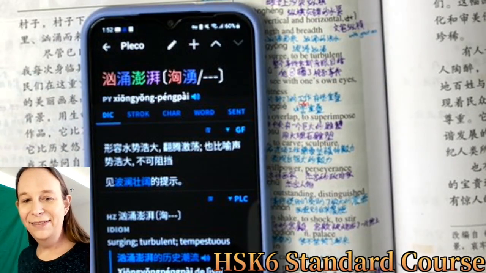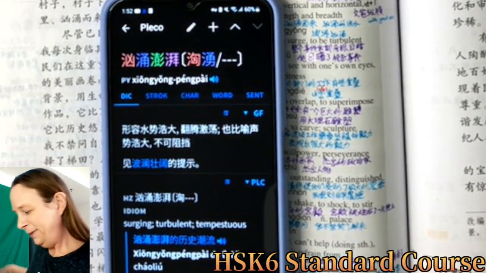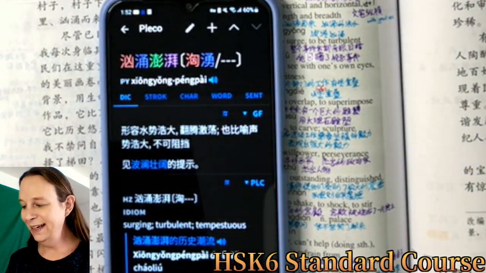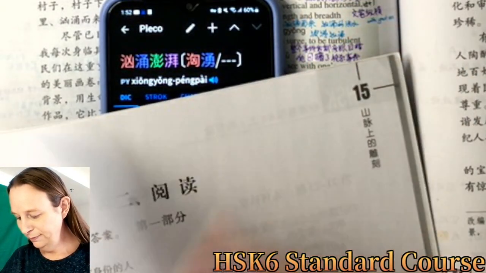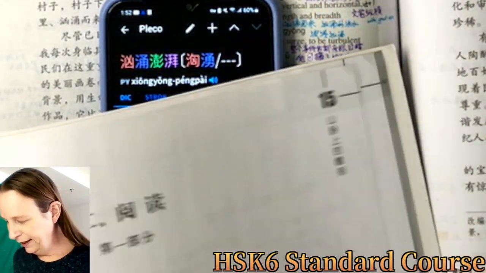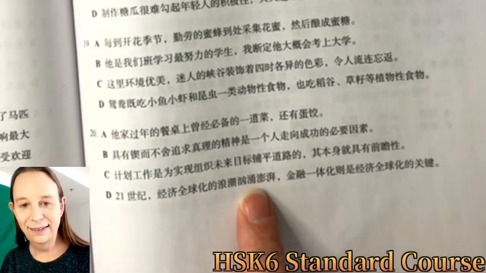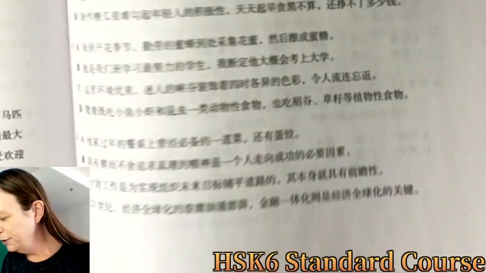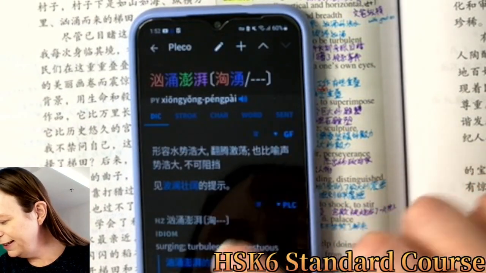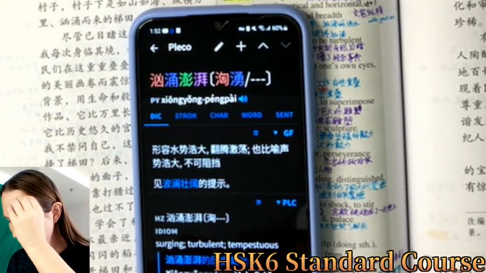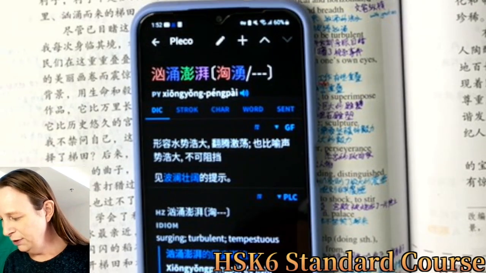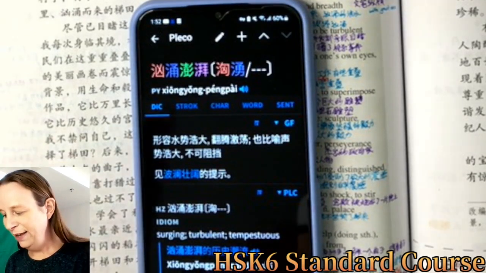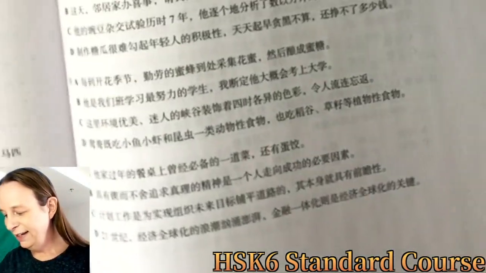Oh, that's because I've done the chapter 15. I've already done the chapter 15 exercises. That's where I saw it. Yeah, here it is. 汹涌澎湃. It's in the grammar section. Surging, turbulent, tempestuous. 澎湃. It's not what I thought. But I managed to get that answer right.